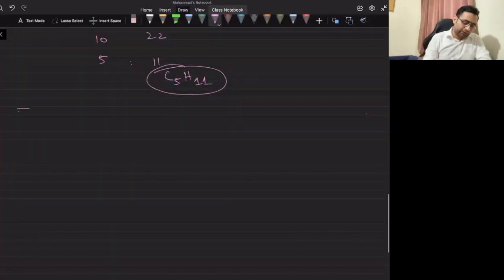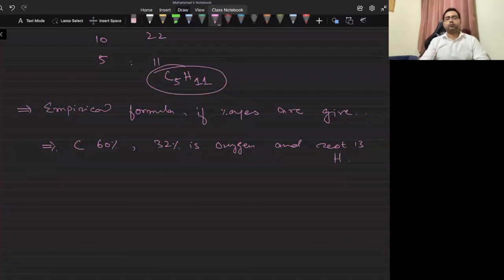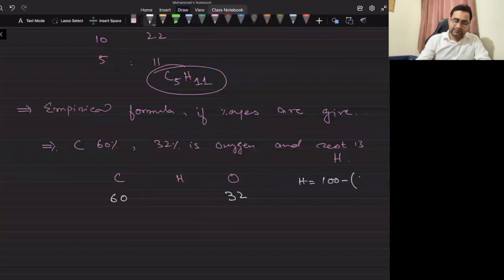Okay, next is how you can get the empirical formula if percentage composition is given to you. When percentages are given, you will use this method. For example, a compound consists of 60% carbon, 32% oxygen, and the rest is hydrogen. How can we get the empirical formula from these percentages? First of all, you will write the elements, carbon, hydrogen, and oxygen, and write their percentage composition. Carbon is 60, oxygen is 32, and to get the percentage of hydrogen, you will use 100 minus 60 plus 32, which is 8%. So hydrogen is 8%.